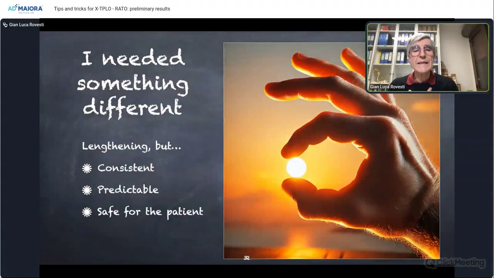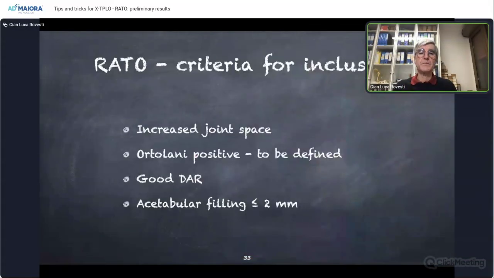So I needed something different. Lengthening, but consistent, predictable, safe for the patient. This is what I wanted.